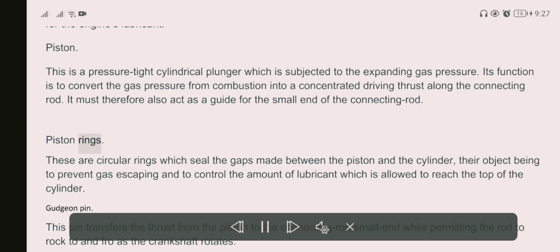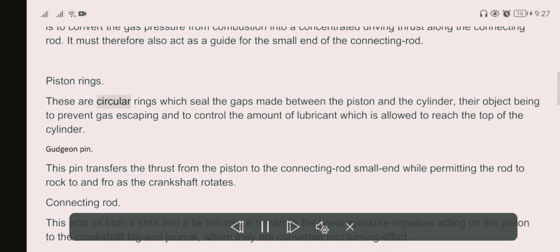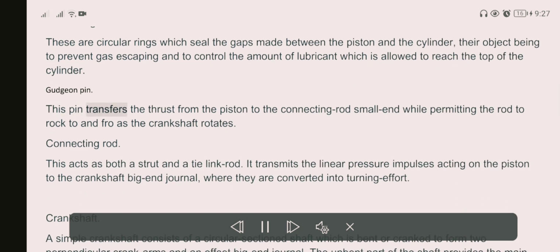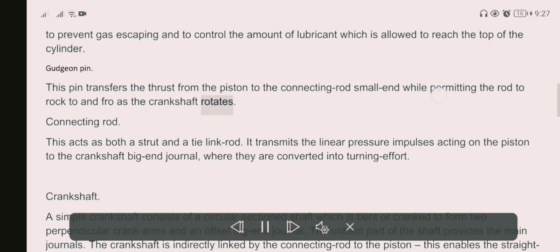Piston rings. These are circular rings which seal the gaps made between the piston and the cylinder, their object being to prevent gas escaping and to control the amount of lubricant which is allowed to reach the top of the cylinder. Gudgeon pin. This pin transfers the thrust from the piston to the connecting rod's small end while permitting the rod to rock to and fro as the crankshaft rotates.